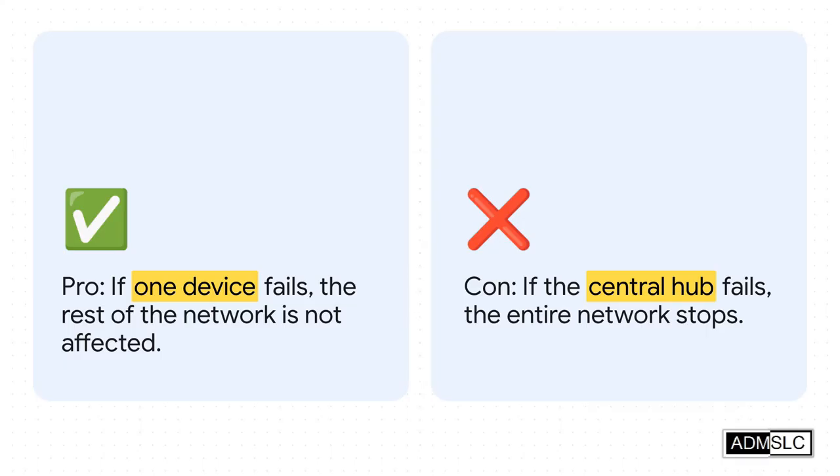And this is where the star network really shines. If one device goes down, let's say one road is closed, it doesn't affect anyone else. The rest of the traffic just keeps flowing. The downside? And there's always a downside, right? If that central roundabout fails, the whole system goes down.